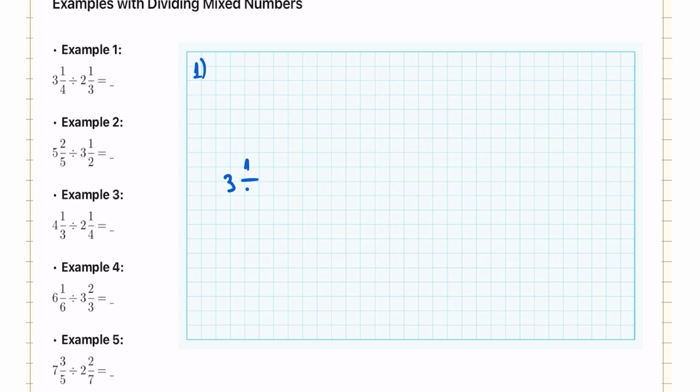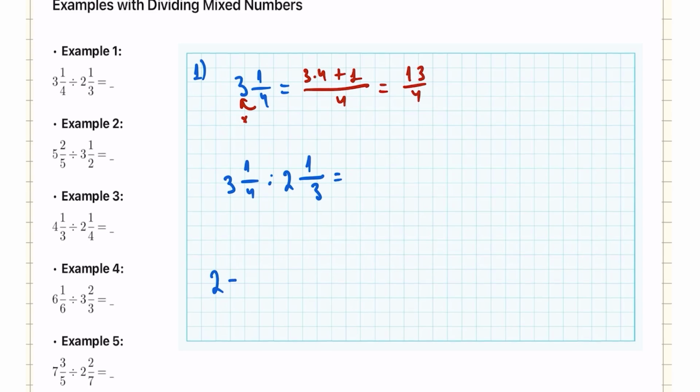We have 3 and 1 over 4 divided by 2 and 1 over 3. First, we need to convert mixed number into improper fraction, like with multiplication. The same thing. We will have 4 times 3, 3 times 4 plus 1 over 4. This is equal to 13 over 4. Now, second one. We will have 3 times 2, 2 times 3 plus 1 over 3. This is equal to 7 over 3.